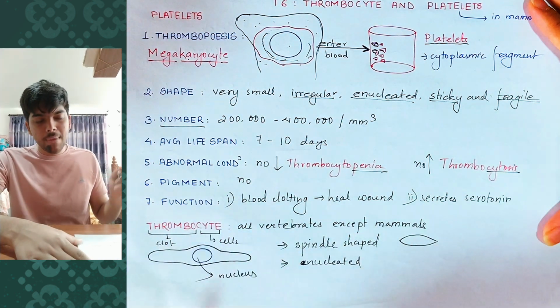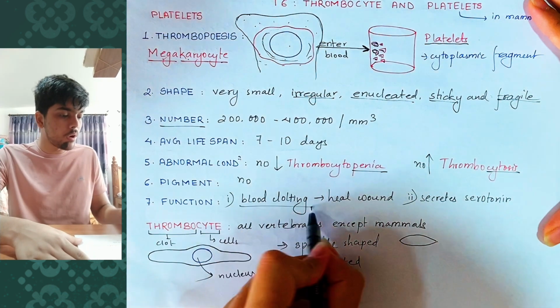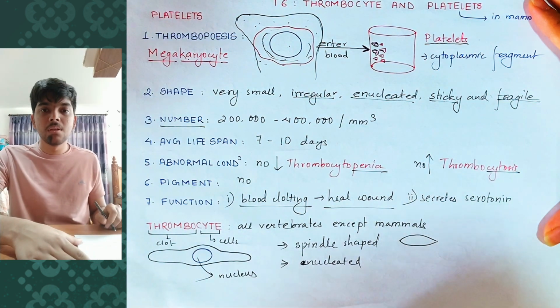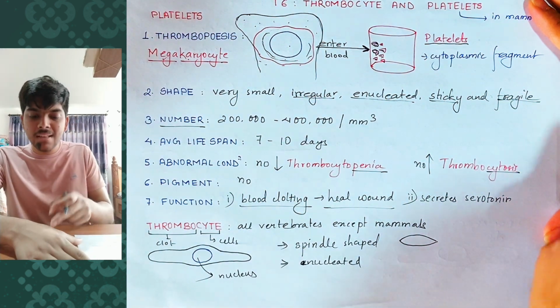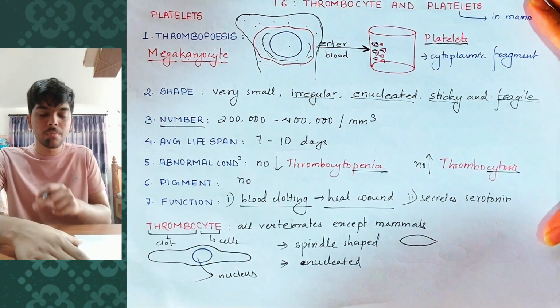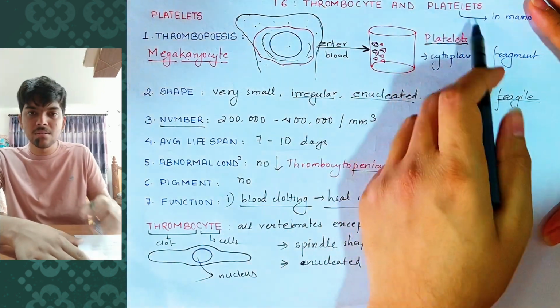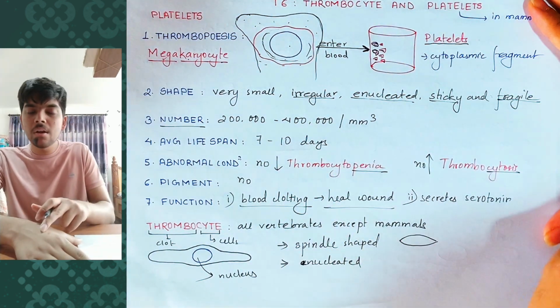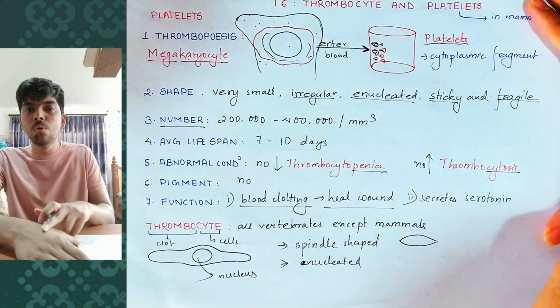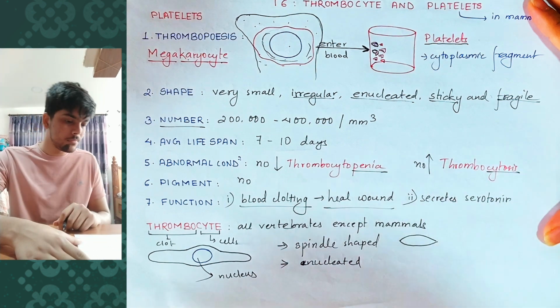Function. The major function of platelets is blood clotting or healing of wounds. Suppose you just got scratched, and from the area where you got scratched, blood starts to come out. After some time, the area gets healed, and that's due to platelets. If there were no platelets, the clotting of the blood would not have occurred, and your wound would not have healed, and you would have bled to death.